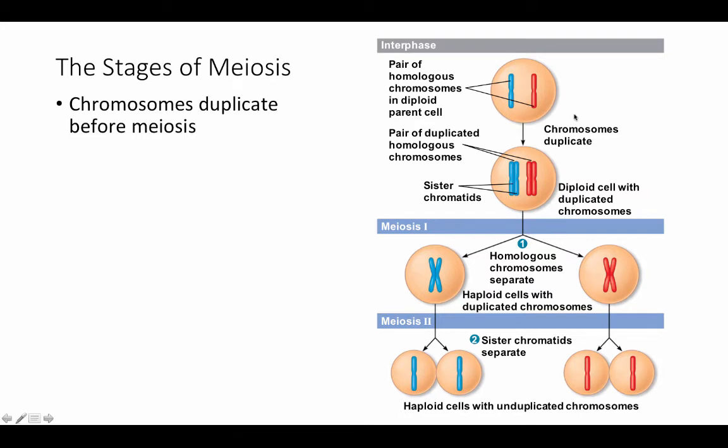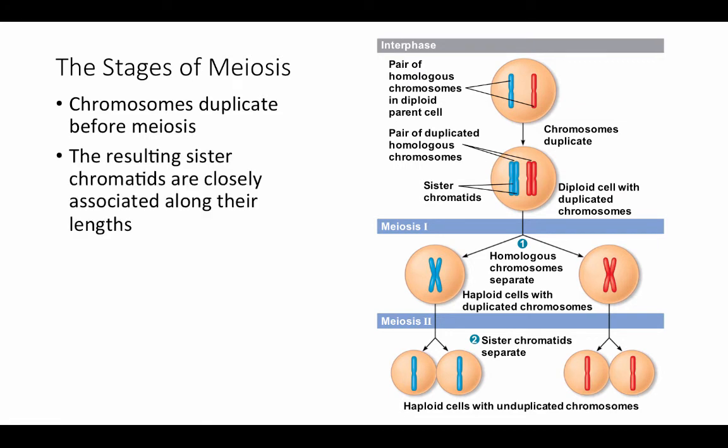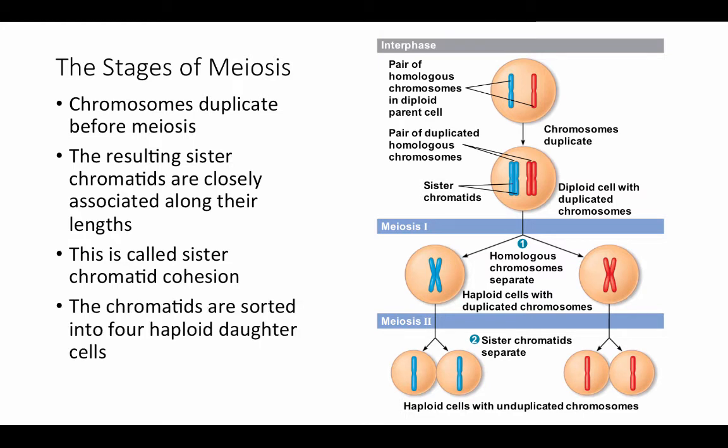So as I mentioned before, the chromosomes duplicate before meiosis begins. So here we have the original cell, and all of that DNA is going to replicate in preparation for division to form 2 sister chromatids for each chromosome. So these resulting sister chromatids are going to be tightly adhered to each other. They're going to be closely associated along their entire length, so this is why we show them kind of squished together. And this is called sister chromatid cohesion. They're stuck together, and then ultimately those chromatids are going to be sorted into 4 haploid daughter cells.